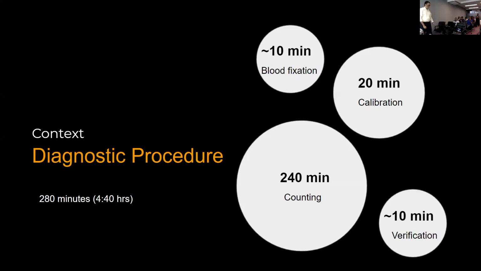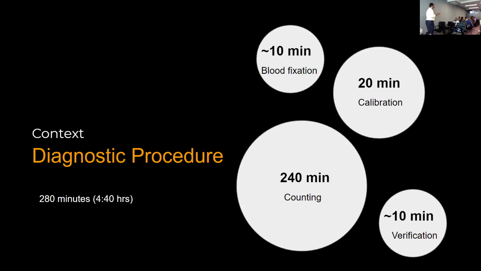Now let me tell you briefly the way the diagnostic procedure is done currently. When a patient arrives, they take the blood sample and put it in alcohol, which prevents cross infection with the lens of the microscope, right? And then they need to calibrate with the focusing and so on, and then counting itself takes 240 minutes, and in total it takes 4 hours and 40 minutes for the entire diagnostic procedure to be done, which is a lot of time.